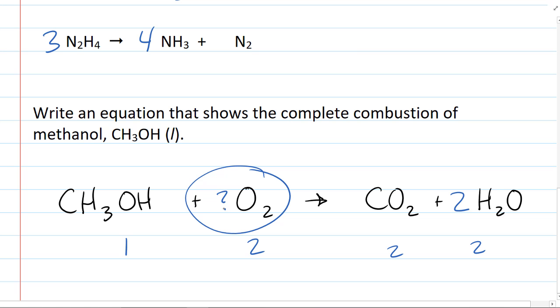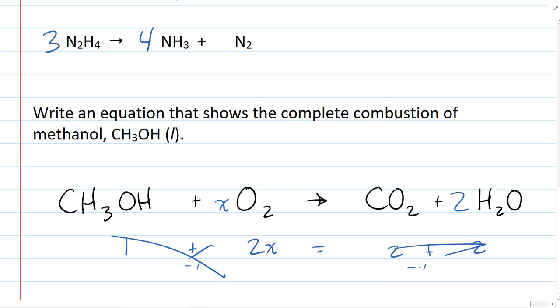Of course, if this was algebra, we wouldn't put in a question mark. We'd put in x. So this is basically what this algebraic equation is going to look like. At this point, we take this equation and solve for x. That means we're going to subtract 1 from each side. If we subtract 1 from each side, we wind up with 2x is equal to 3. In order to solve for x, we divide each side by 2, and we find out that x is equal to 3/2.